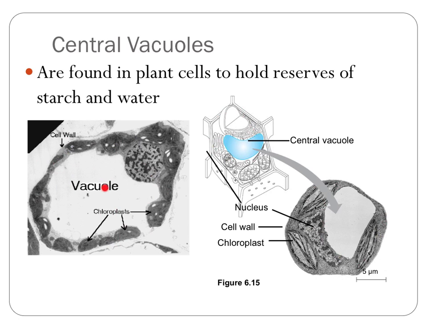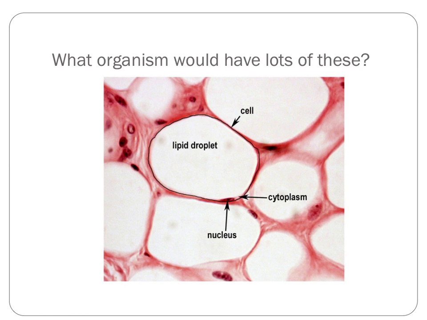It would have lots of starch and water, and so if we were to test a plant cell with iodine, for instance, this part would turn that sort of purplish, blackish color that we saw when we did the McMush lab.